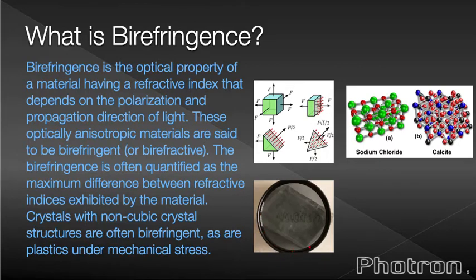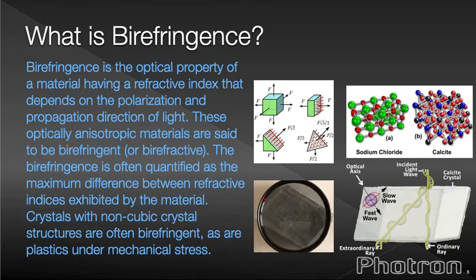Sodium chloride and calcite are also good examples, where light is refracted into two rays, known as either the slow and the fast, or the ordinary and extraordinary rays, that are dependent on the refractive index of the material. One of these rays will travel slower than the other. This timing is defined as the retardation and is typically measured in nanometers. Birefringence, or double refraction, is the optical property of a material having a refractive index that depends on the polarization and propagation direction of light.